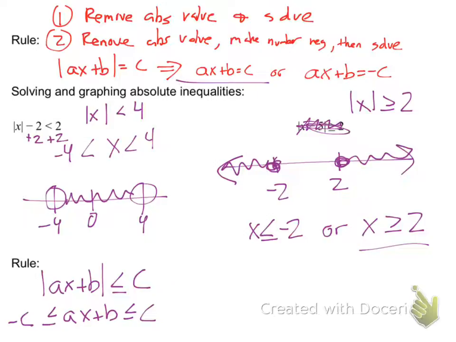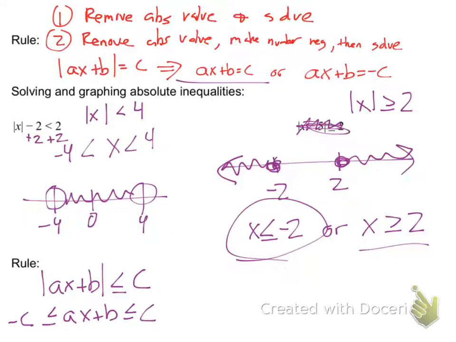But here's the problem. I'm working with inequalities. If I'm changing or multiplying things by a negative, what's going to happen to the sign? It's going to flip. So when I multiply that second group here, the sign changes and then it has a negative 2.